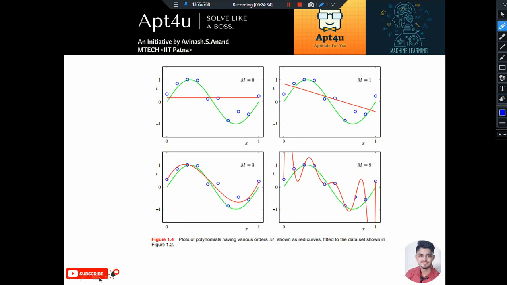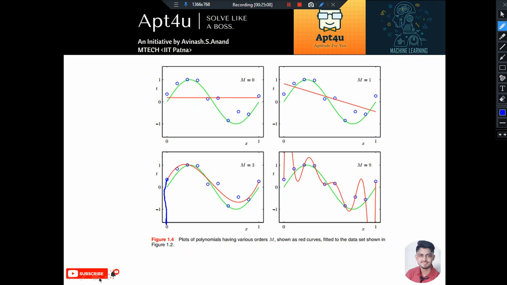What about m equal to 3? If you see at m equal to 3, this particular red line adjusts itself. For m equal to 0 this was the line, for m equal to 1 this was the line, and when m equals 2 and m equals 3, this red line adjusts itself to a curve which is very closely related to this green curve, which means the machine is learning the pattern very well now, right? And even in this case, if we find the error, it is very small, not much difference is present in the error.